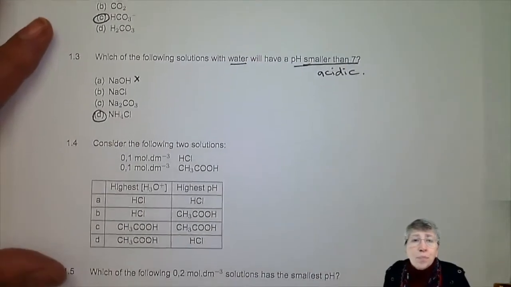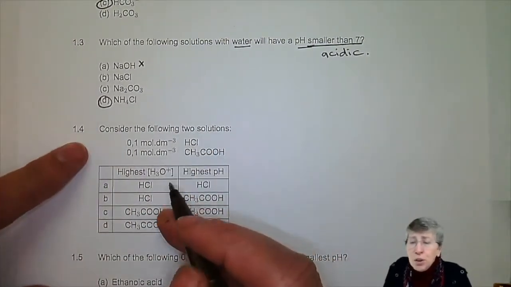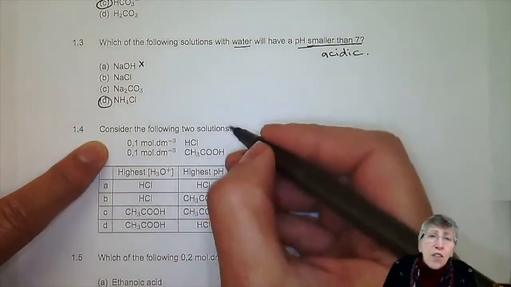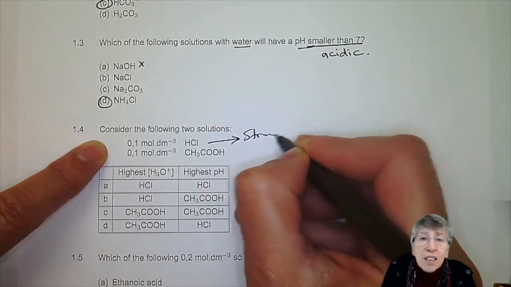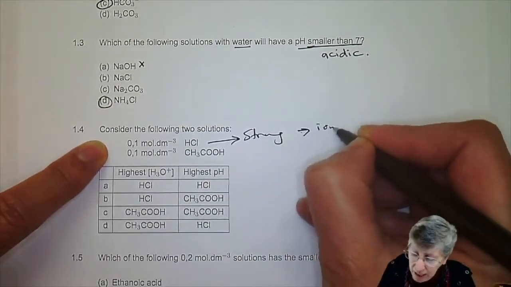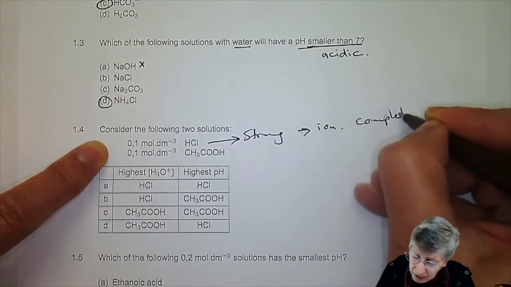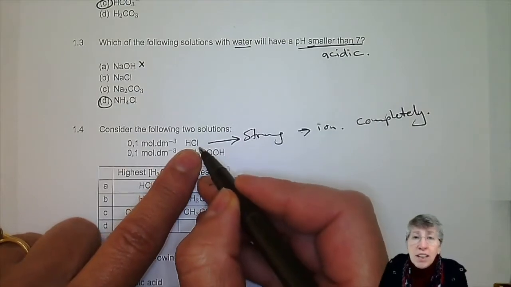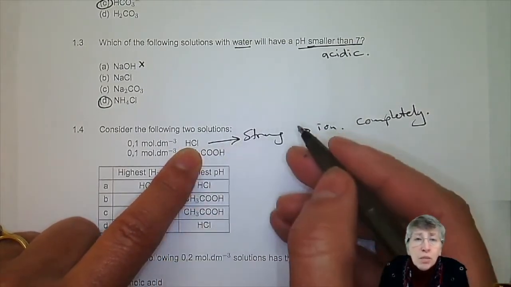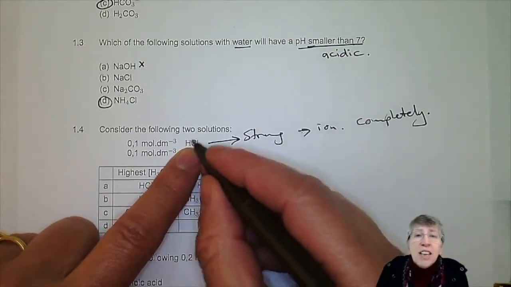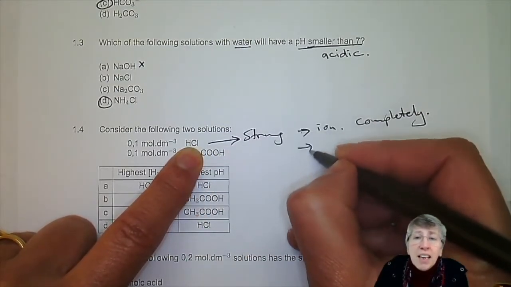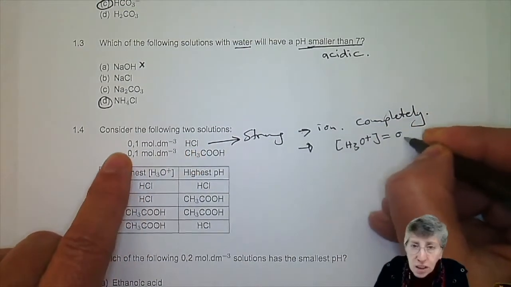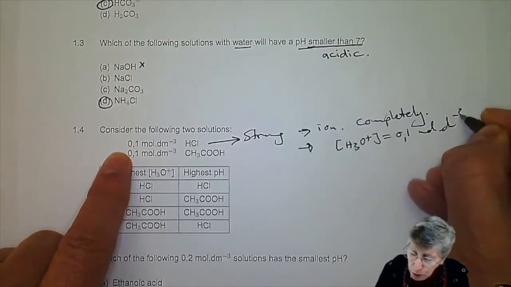Right, moving on. Next one, consider the following two solutions. Now, you've got the hydrochloric acid there, that is the strong acid, and that tells us it will ionize completely. And ionize completely means every single molecule of HCl will react and will ionize. And that means every HCl will produce a hydronium ion, and immediately the concentration of hydronium ions will therefore also be 0.1 moles per cubic decimeter.